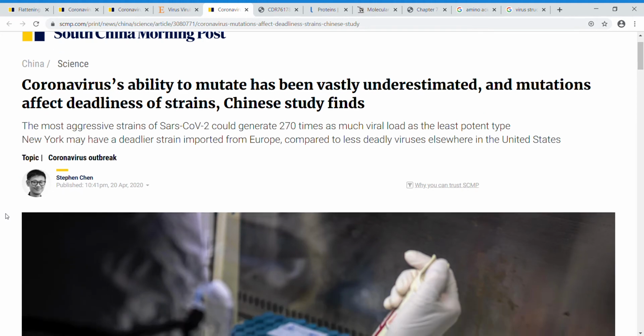So if you look here, it says coronavirus's ability to mutate has been vastly underestimated, and mutations affect deadliness of strains. The most aggressive strains of the SARS-CoV-2 could generate 270 times as much viral load as the least potent type, and New York may have a deadlier strain imported from Europe compared to less deadly viruses elsewhere in the US. So there is some thought that the New York strain came from Italy, whereas the ones on the West Coast came from Asia directly.